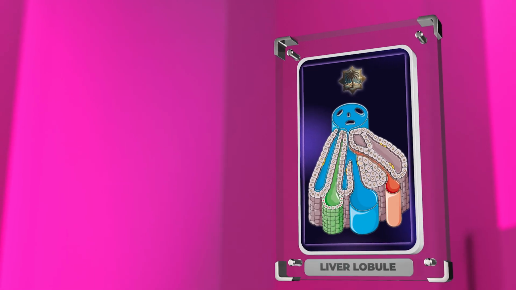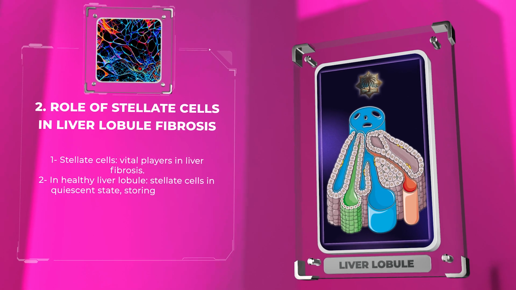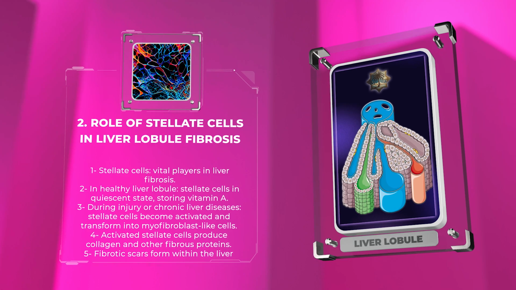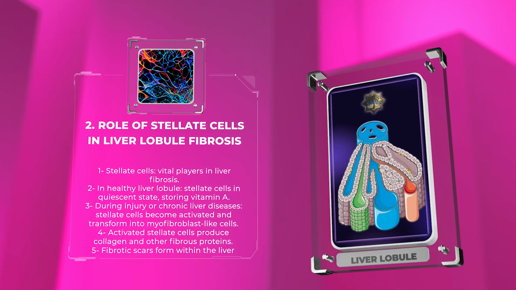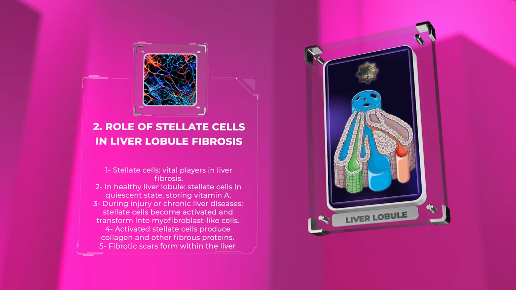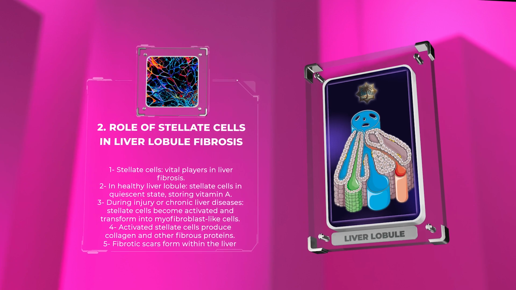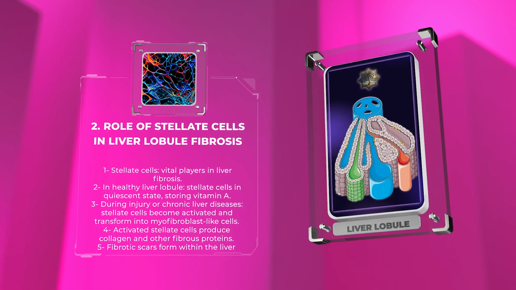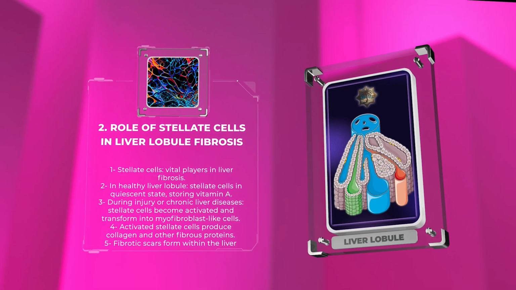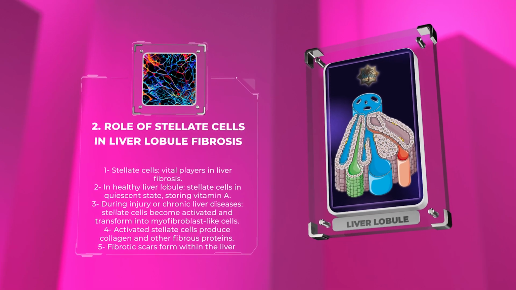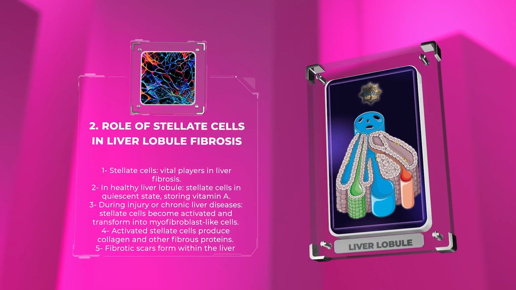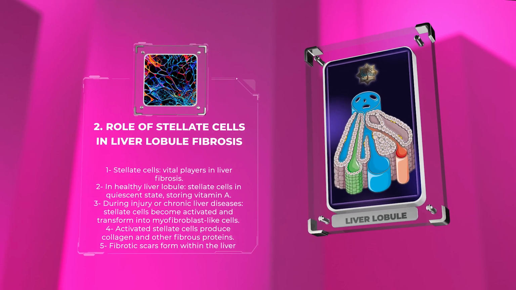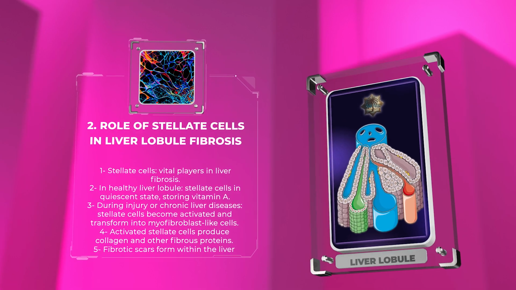Stellate cells, also known as hepatic stellate cells, HSCs, are vital players in liver fibrosis, a pathological process characterized by excessive extracellular matrix deposition. In a healthy liver lobule, stellate cells exist in a quiescent state, primarily storing vitamin A. However, during injury or chronic liver diseases, these cells become activated and transform into myofibroblast-like cells. Activated stellate cells produce collagen and other fibrous proteins, leading to the formation of fibrotic scars within the liver lobule.